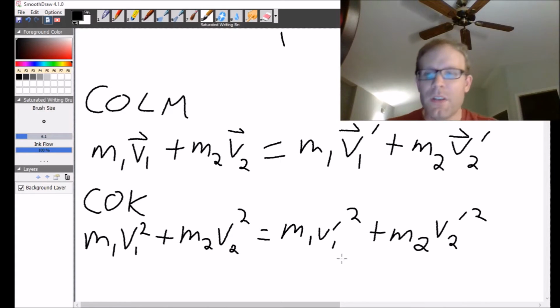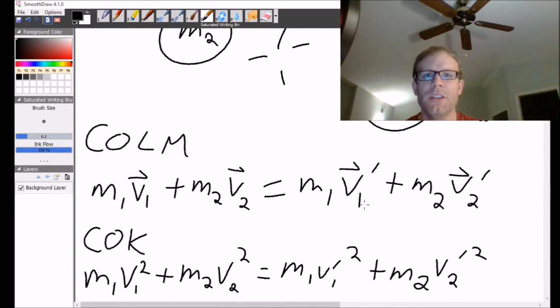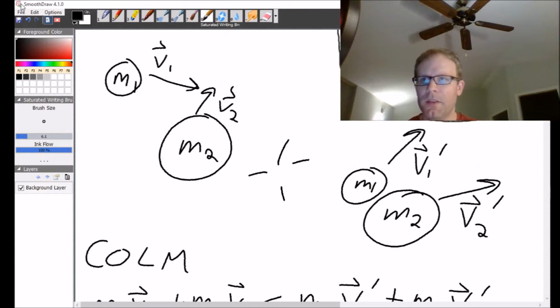Cool. So you notice I'm not putting vector arrows over these things because when you square the velocity, you're actually taking the magnitude of the vector and squaring it. So that gives me 3 equations, but I've still got 4 unknowns, and this is where we've got to make one more assumption. So I'm going to go back up to the diagram, and we're going to introduce an assumption here. It's actually a pretty valid assumption.